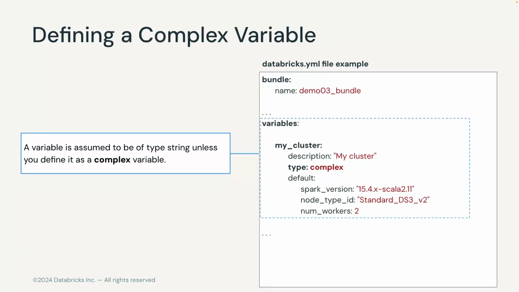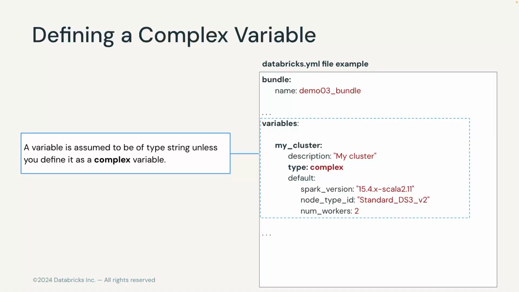By default, a variable is assumed to be type string unless you define it as a complex variable. In this example, we define the variable myCluster as type complex and specify its default values. This allows you to provide more structured data for the variable, such as specifying a Spark version, node type, and number of workers.